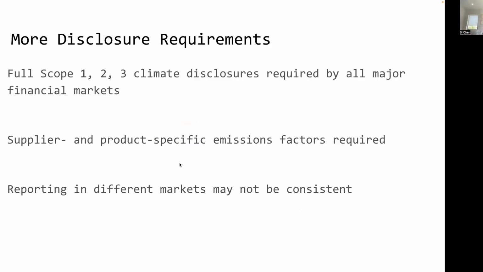So what's ahead? Let me make some predictions. Easy one, okay, more disclosure requirements from regulators. The UK wants to be the first, the EU and the US are already following along. China already has said that it will require climate disclosures, it just hasn't set a date. I could see within the next decade, all the major financial markets and exchanges requiring full scope 1, 2, and 3 climate disclosures. And where material, they're going to require supply and product specific emissions factors.